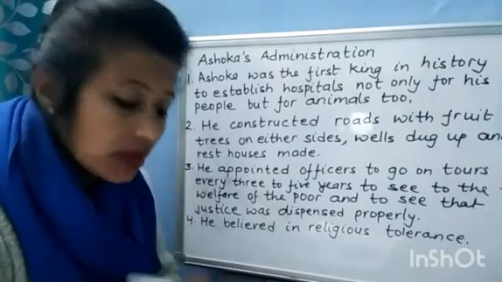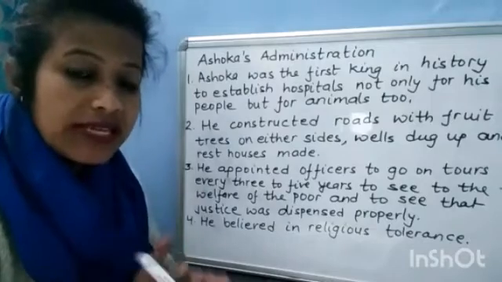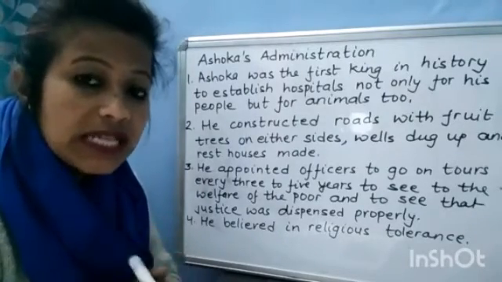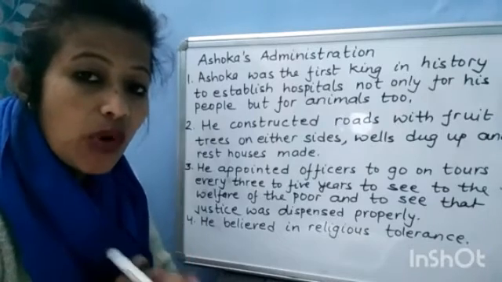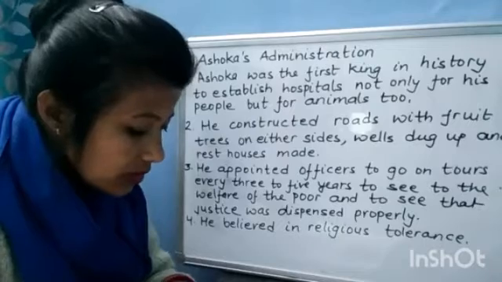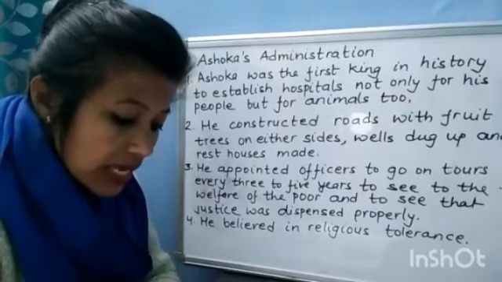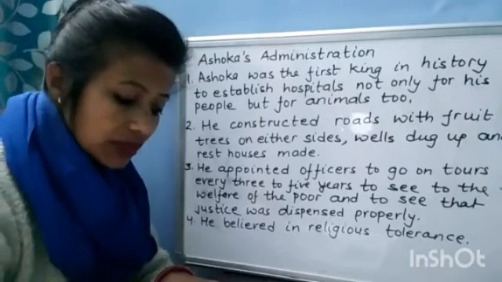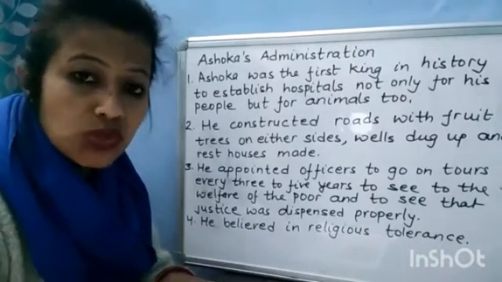King Brihadratha was the last ruler of the Mauryan dynasty. He was killed by his army chief Pushyamitra Sunga.